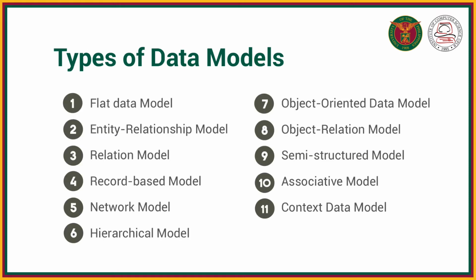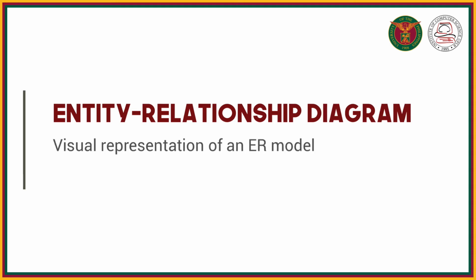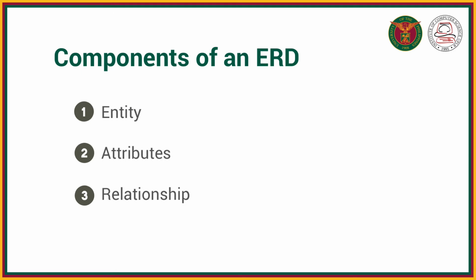And due to the need to represent more real-world problems with different complexities, here are more types of data models. In this particular video, we will talk about the entity relationship model or the ER model. It represents a conceptual design of a database, and this is represented by an ER diagram. Again, ER model for the conceptual design and ER diagram for the visual representation. An ER diagram has three components: entity, attributes, and relationship.